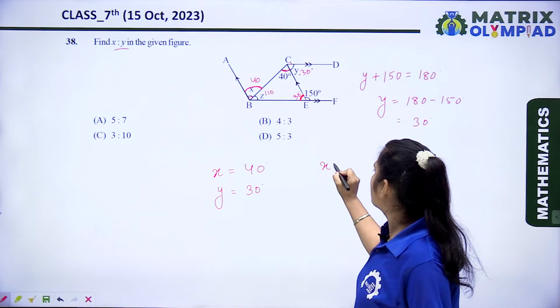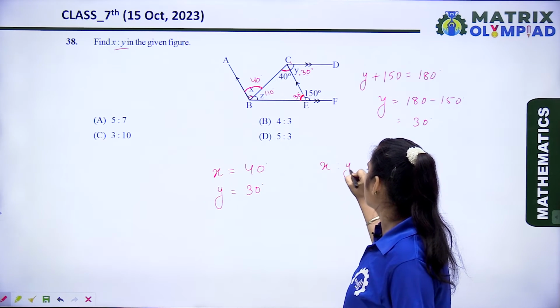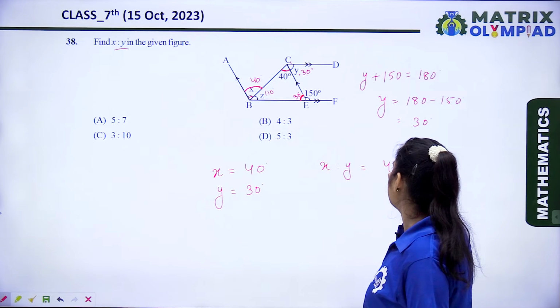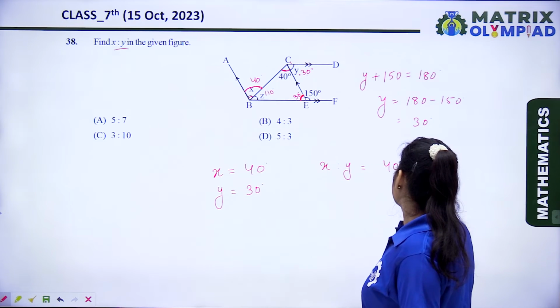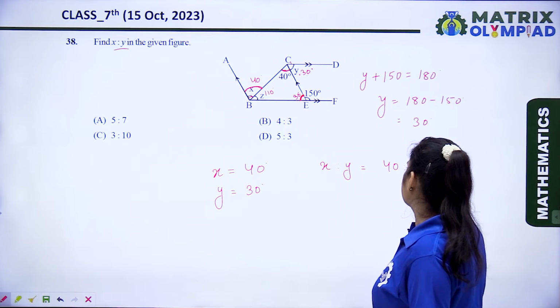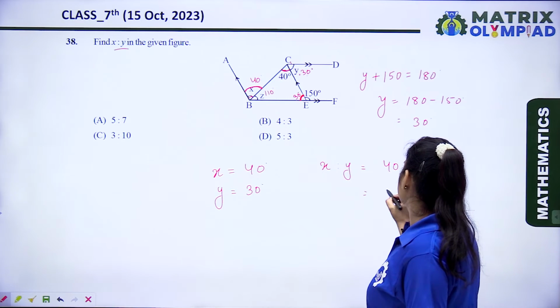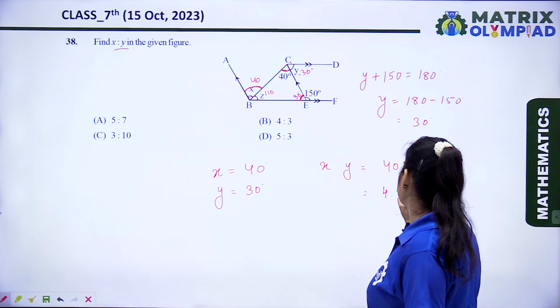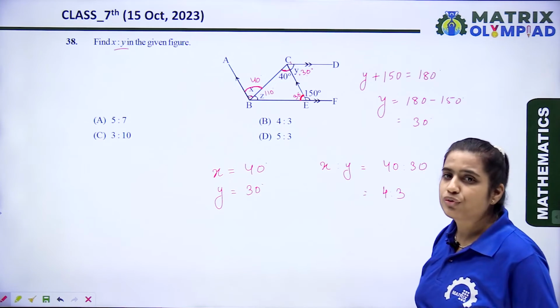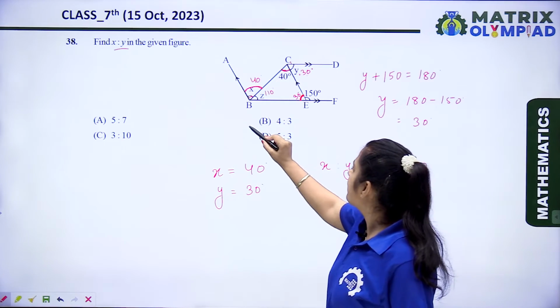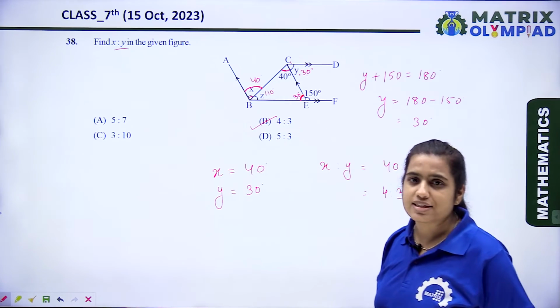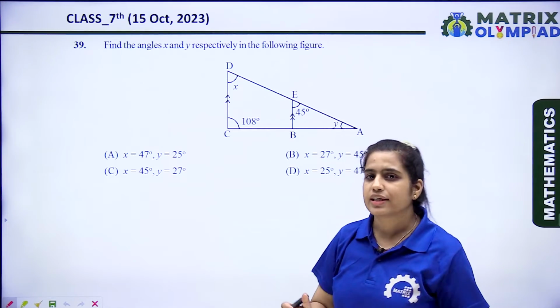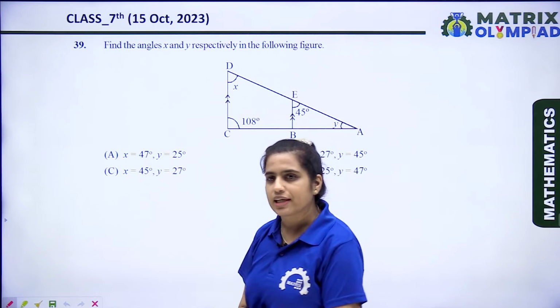So to write this in ratio form, we are going to write 40 ratio 30. After simplifying, we get 4 ratio 3. So here option B is the correct answer. Now let's start the next question, question number 39.